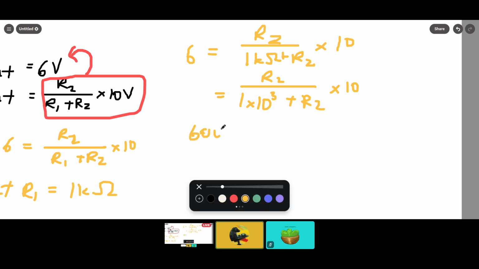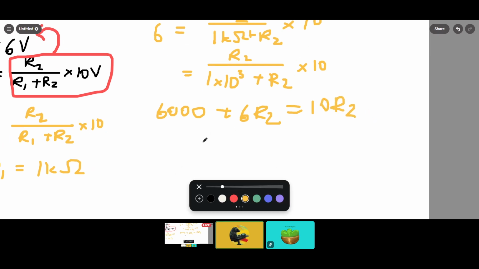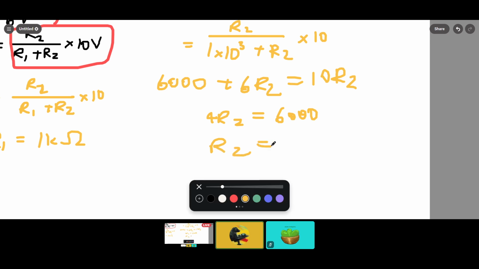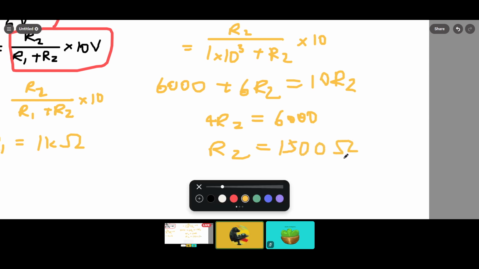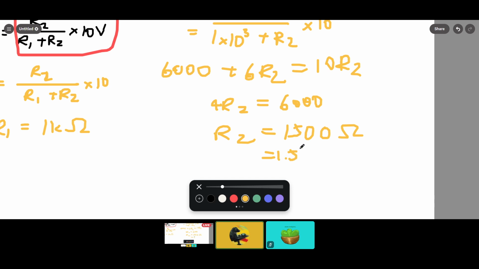This will be 6,000 plus 6R2 is equal to 10R2. We can just shift some things around. 10 minus 6 is 4R2 equals 6,000. And then we get at the end, R2 is equal to 6,000 divided by 4, which is 1,500 ohms, 1.5 kilo ohms.